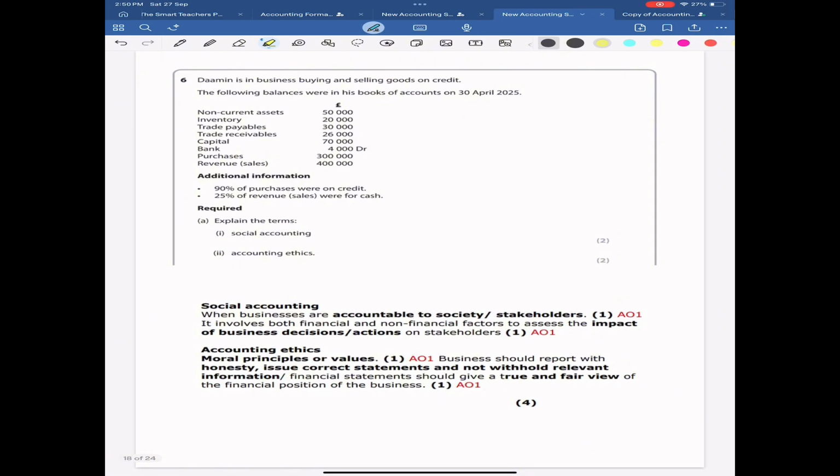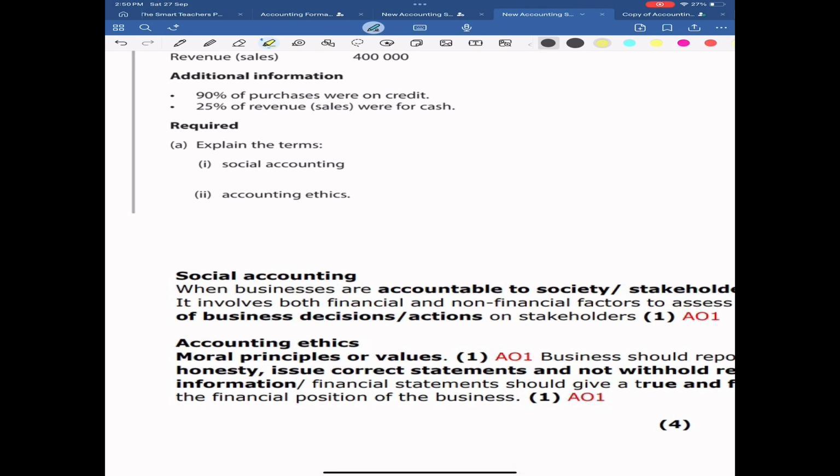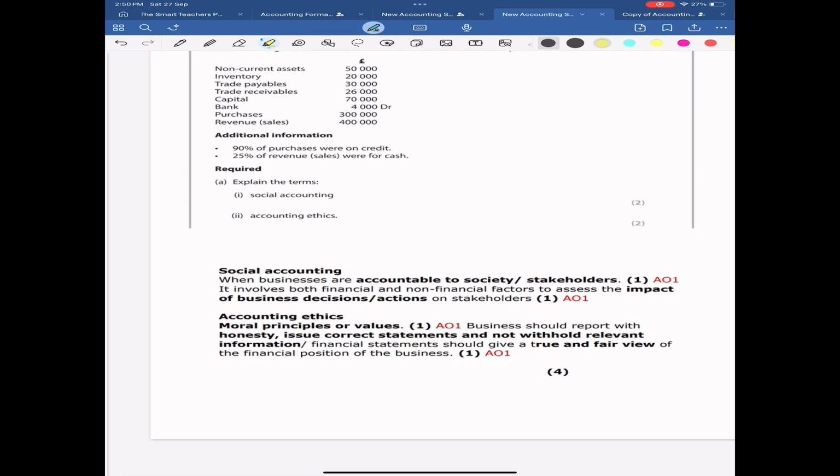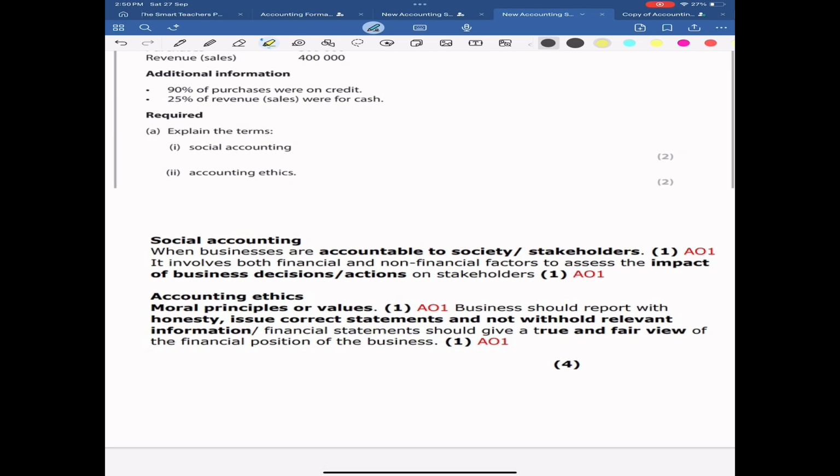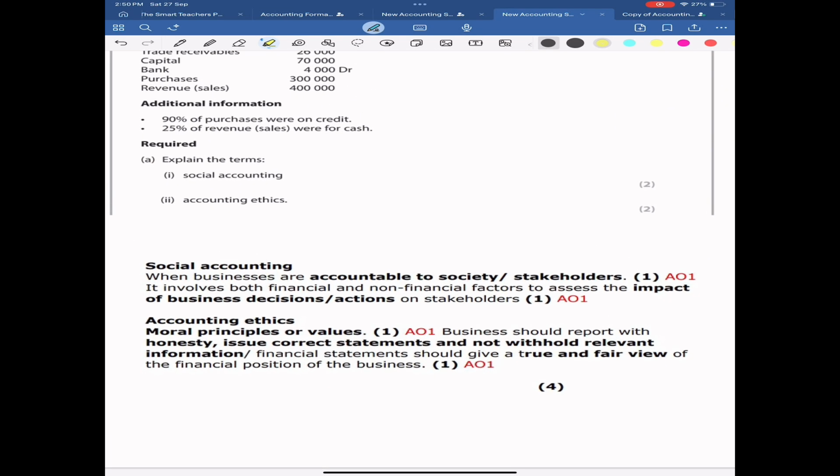Now let's move to the first section of the question. Explain the terms social accounting and accounting ethics. Social accounting: when businesses are accountable to society, it involves both financial and non-financial factors to assess the impact of business decisions. Provide a clear point followed by a clear development to the identified point.